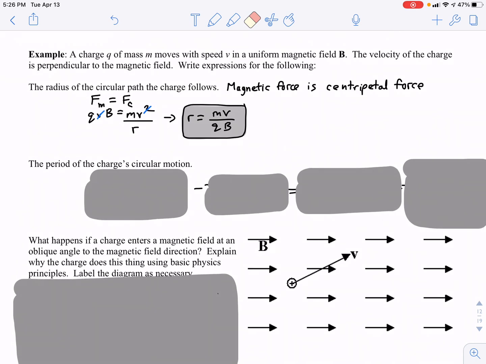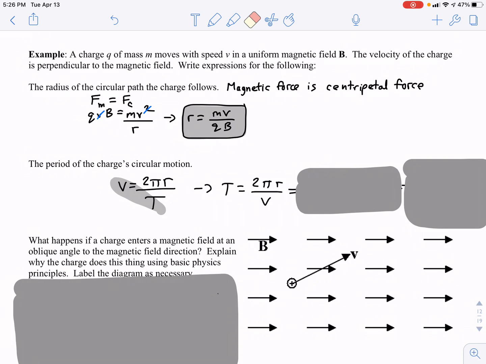What about the period of the charge's circular motion? Well, v is equal to 2 pi r over T. That's the uniform circular motion equation of circumference divided by time. And if we switch those, we get the period is equal to 2 pi r over velocity.